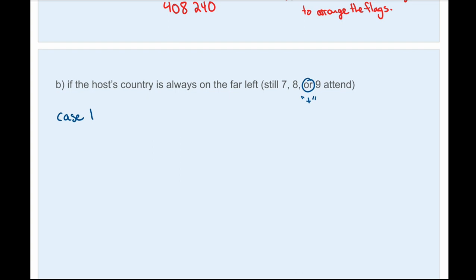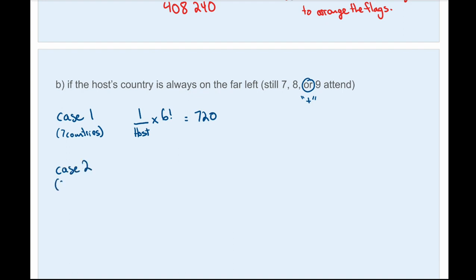So case 1, if we look at our 7 countries, our first spot is going to be taken because the far left has to be the host. And there's only one host, so there's only going to be one flag in that position. I'm going to multiply because in this case, all these flags need to occur at the same time. So the first position and the second and the third and so on. So that's why I'm multiplying. And there are 6 flags remaining in 6 spots, so it's going to be 6 factorial. This works out to 720 ways.